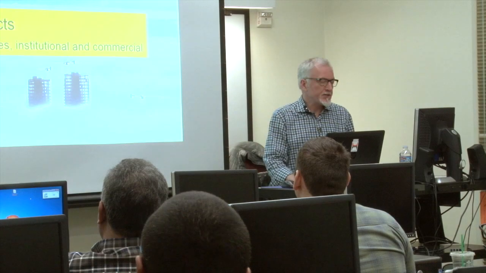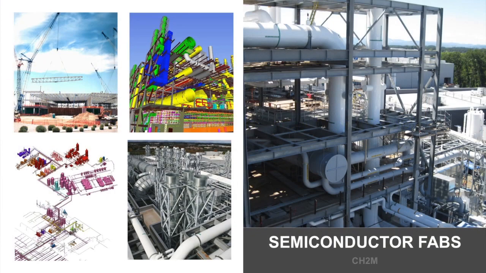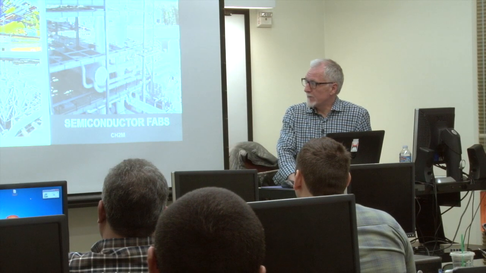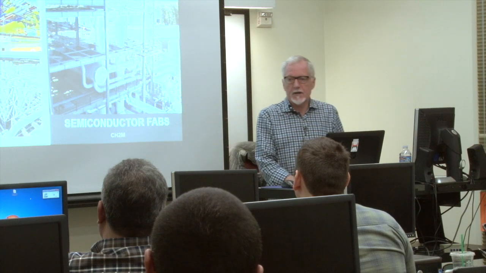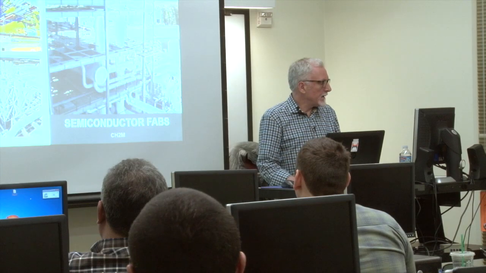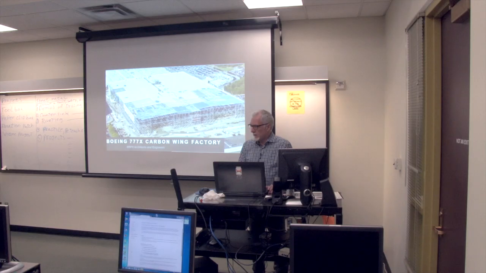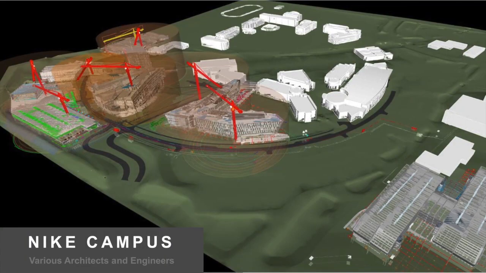So these are some of the projects that we've done fairly recently at Hoffman. We do a lot of work in the semiconductor industry, a lot of, call them fabs, chip plants in Oregon and Arizona, Israel, all over. We're currently building a factory for Boeing up in Everett. This is an ongoing project. We're building a major expansion to the Beaverton campus for Nike. It's about 6 buildings currently.